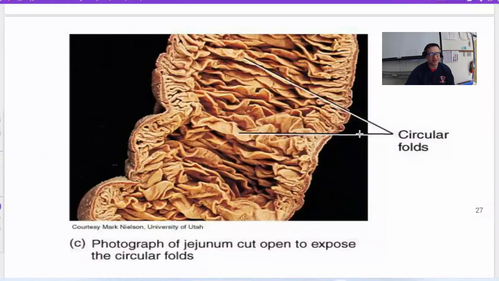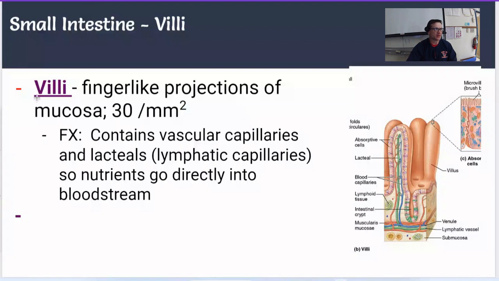And I guess just a slide to show you those circular folds, the plica circularis. So this little region of the small intestine, in this case, the jejunum, the second part, duodenum, jejunum, ileum. And it just shows you the circular folds. It increases surface area and also makes the chyme spiral around through the small intestine instead of just traveling in a straight line. And like I said earlier, then you have the villi, finger-like projections, come out from the mucosa of the small intestines. Now they're about 30 millimeters squared.